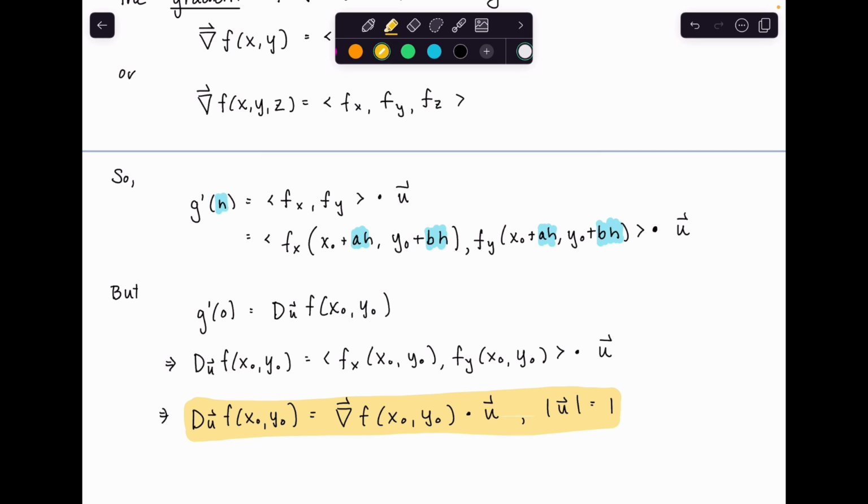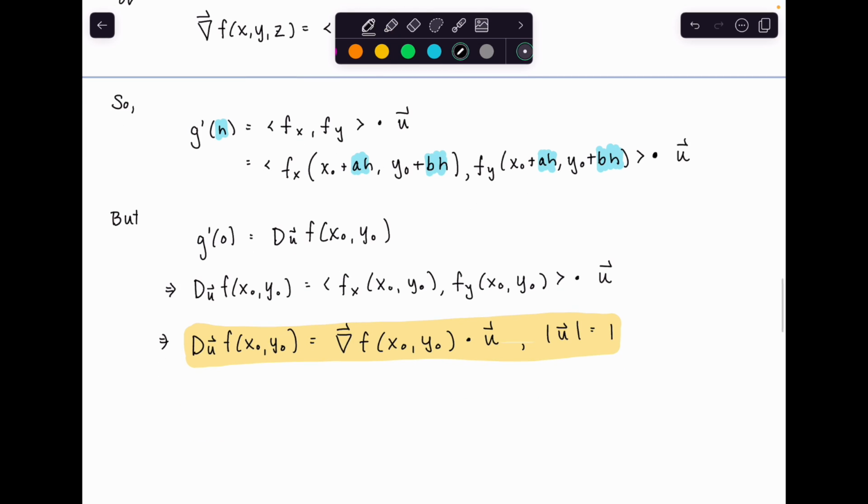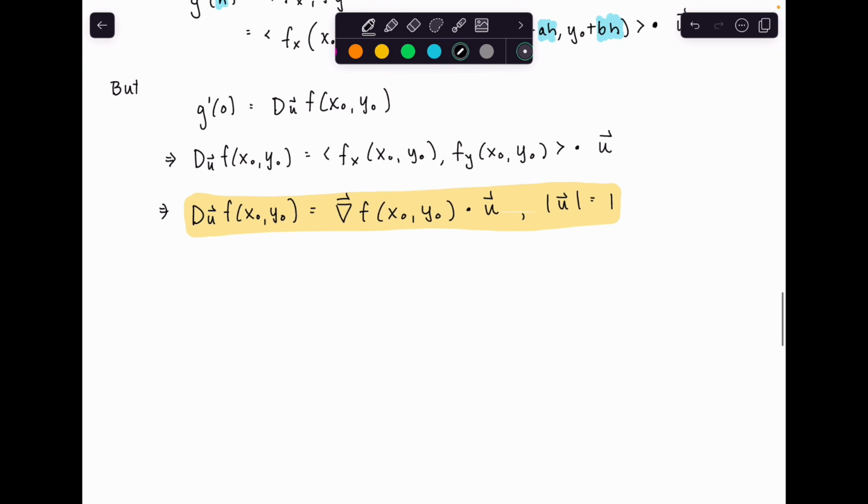So a lot of work to get to this point. But again, it's important that you see where this comes from instead of just accepting it at face value, because this gradient vector is going to be important and it pops up in a lot of things. So you need to see where it pops up at. But now that we've built this, we can go ahead and actually calculate some directional derivatives. So let's try a few examples.